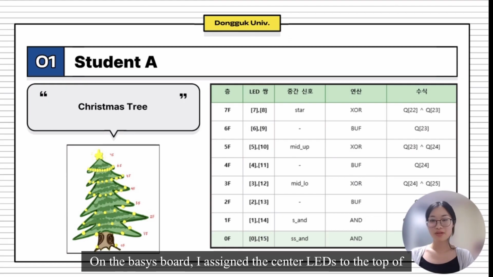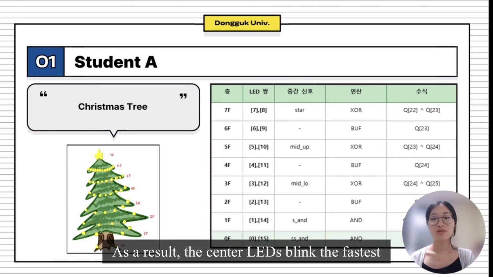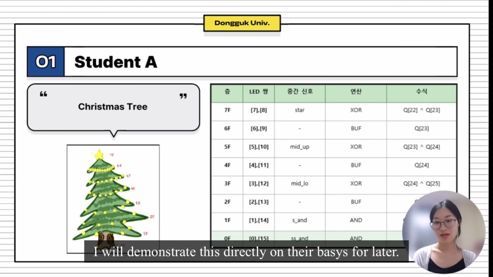On the Basys board, I assigned the center LEDs to the top of the tree and the outer LEDs to the lower parts of the tree. As a result, the center LEDs blink the fastest, while the LEDs near the edges blink more slowly. I will demonstrate this directly on the Basys board later.